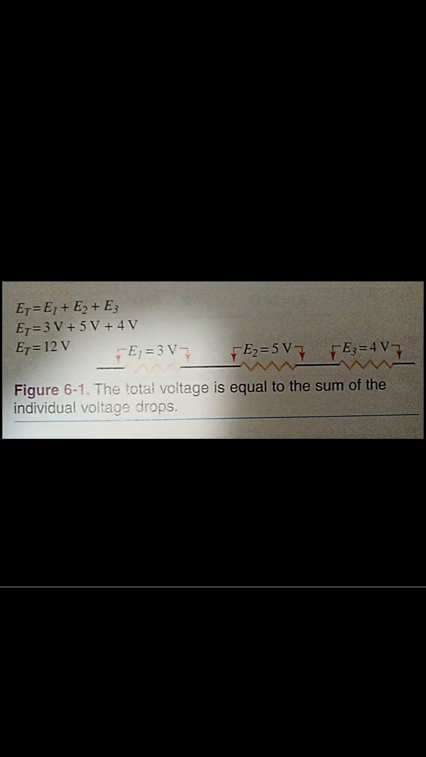This is known as Kirchhoff's law, or Kirchhoff's voltage law, as applied to series circuits. The source voltage of a series circuit is equal to the total value of each individual voltage drop. Figure 6-1 has three resistors wired in series with a voltage drop indicated at each resistor. When the three voltage drops are added together, they equal the source voltage. See figure 6-1. The total voltage is equal to the sum of the individual voltage drops.